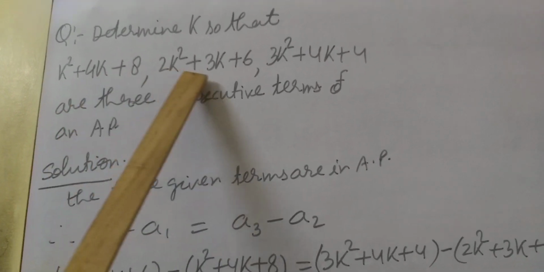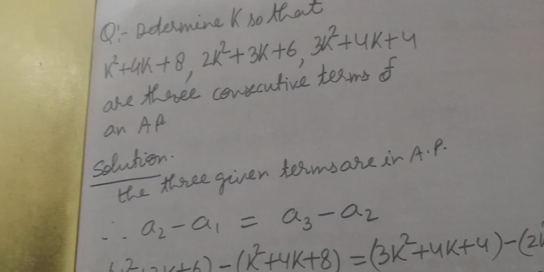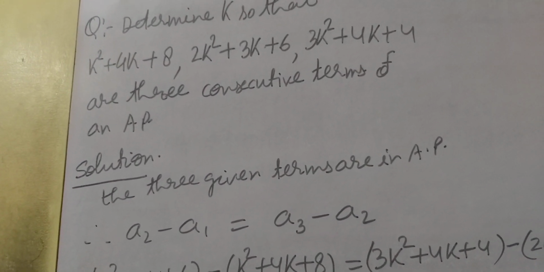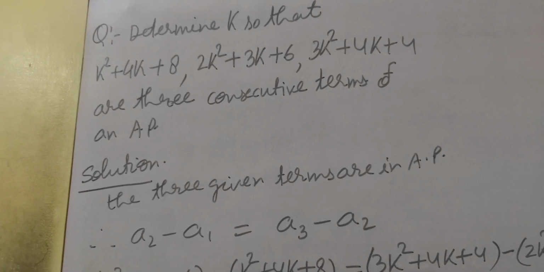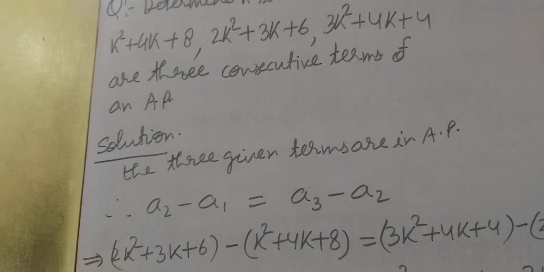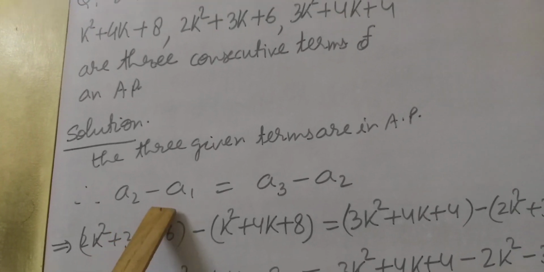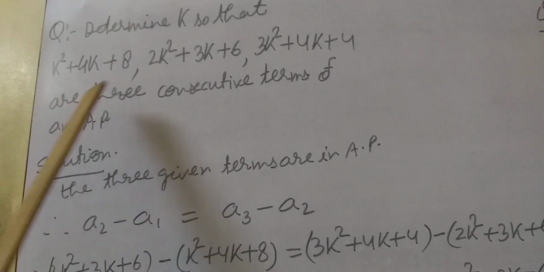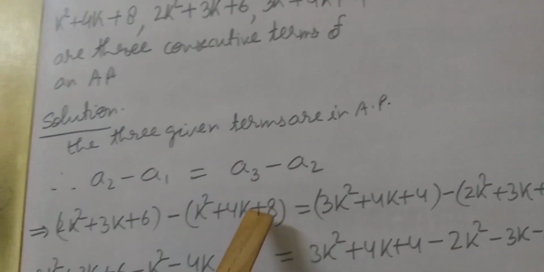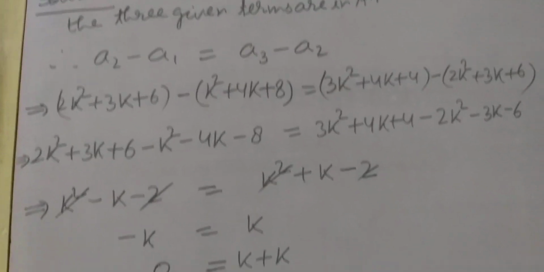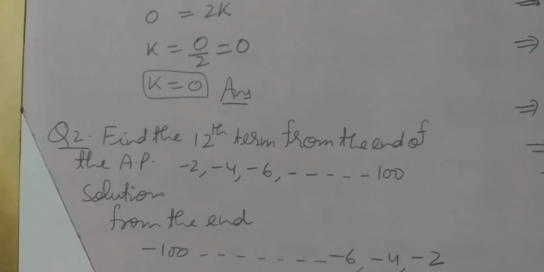When this kind of question is given, we have to find the value of unknown terms and the terms are in AP. So we can use this method, student, by obtaining the difference A2 minus A1, then A3 minus A2.